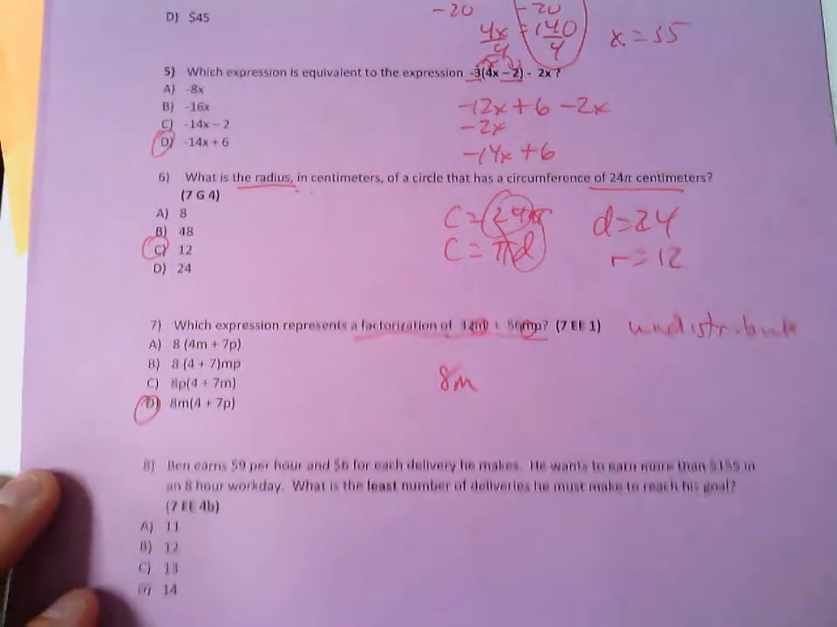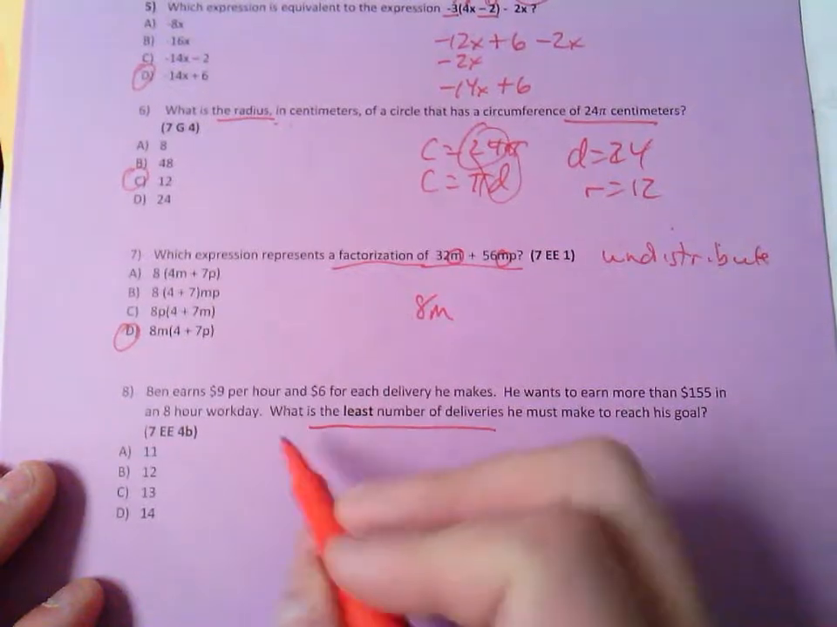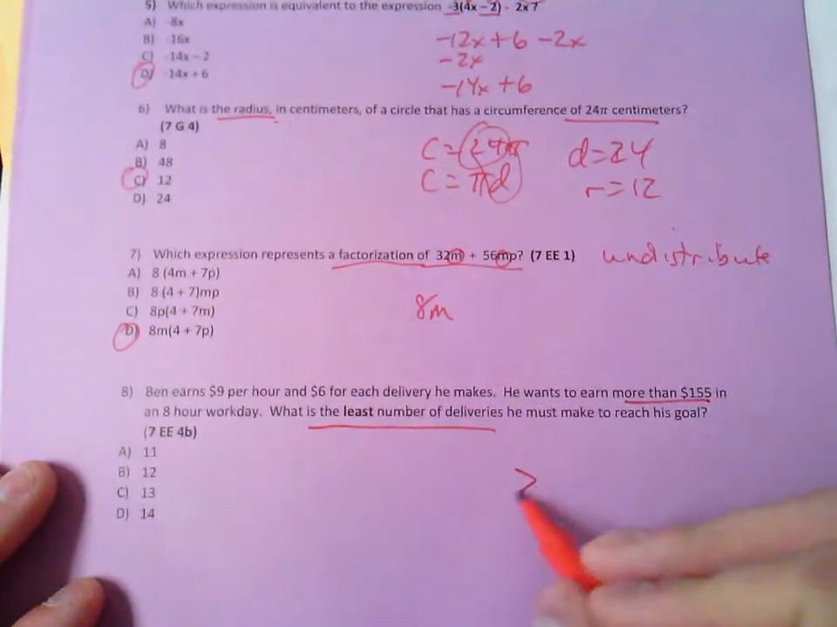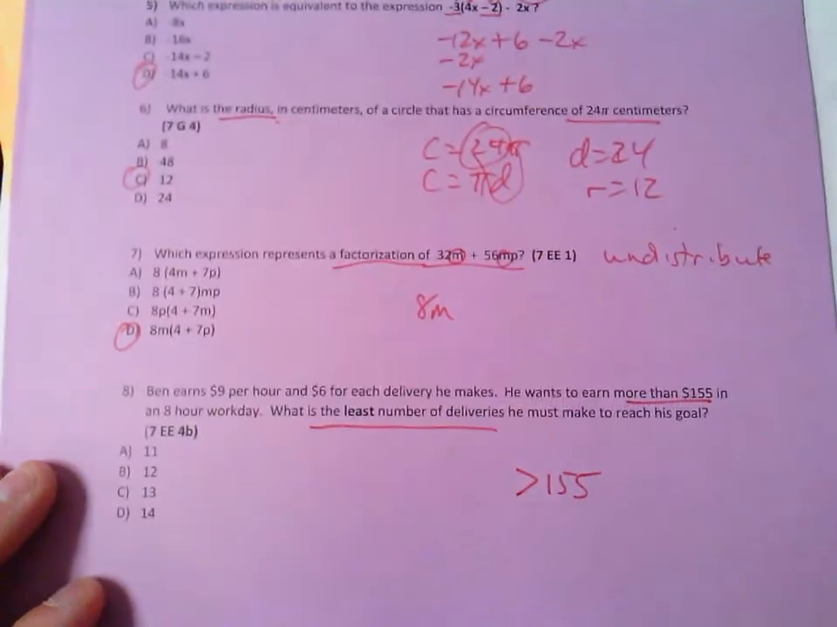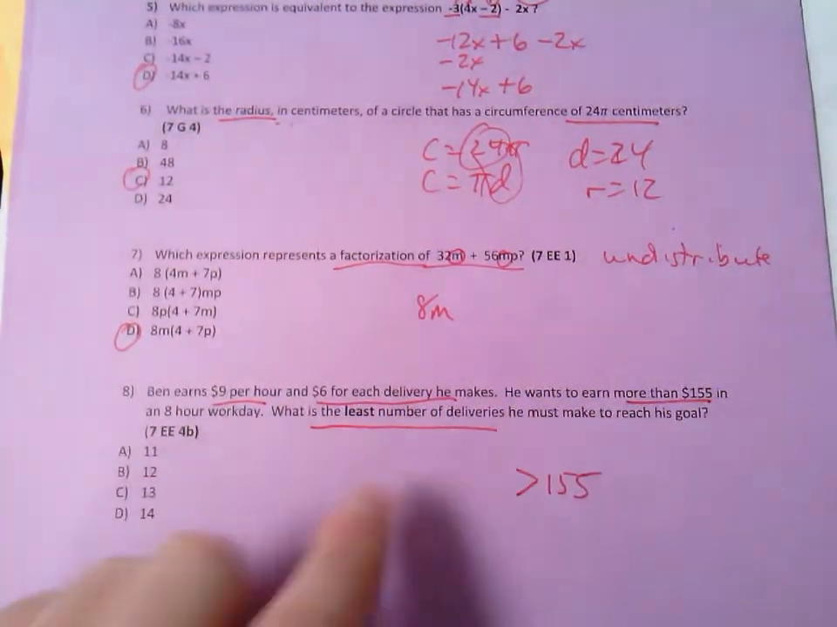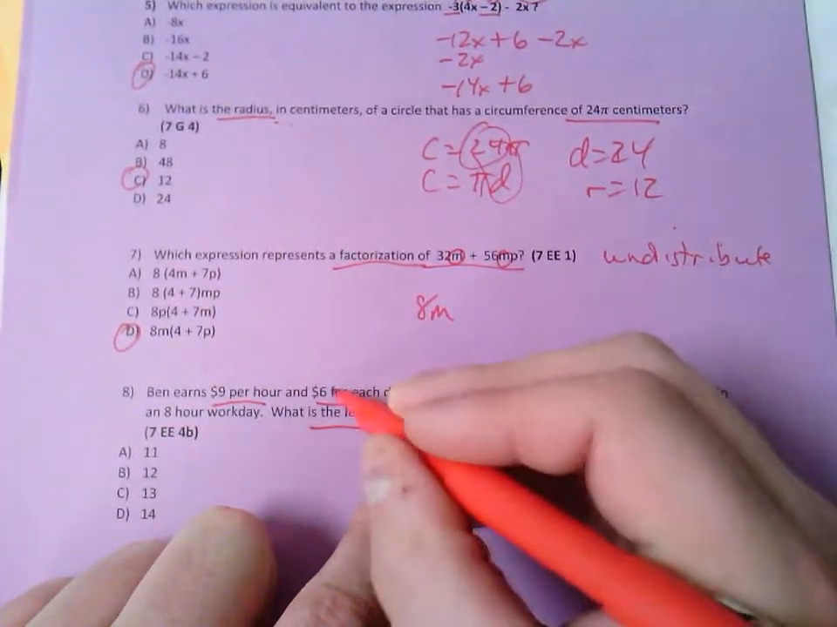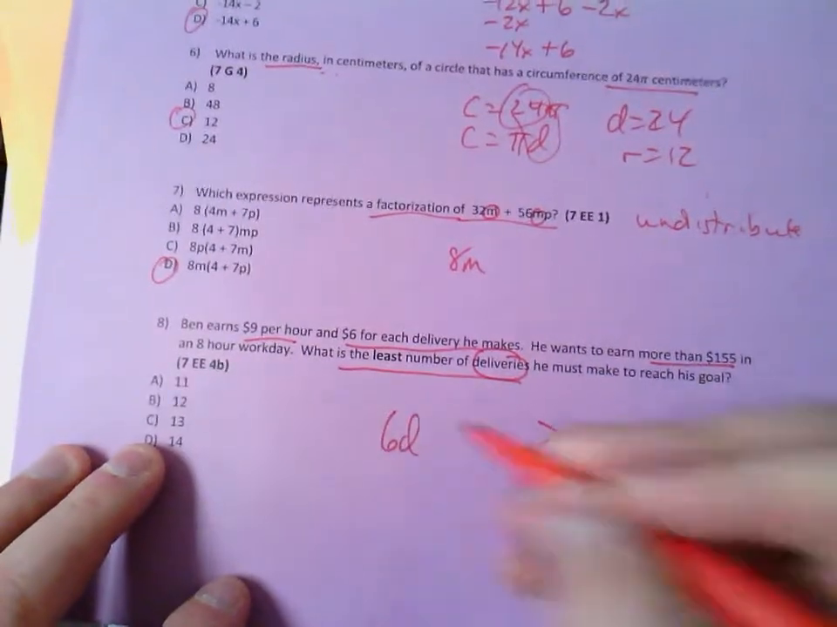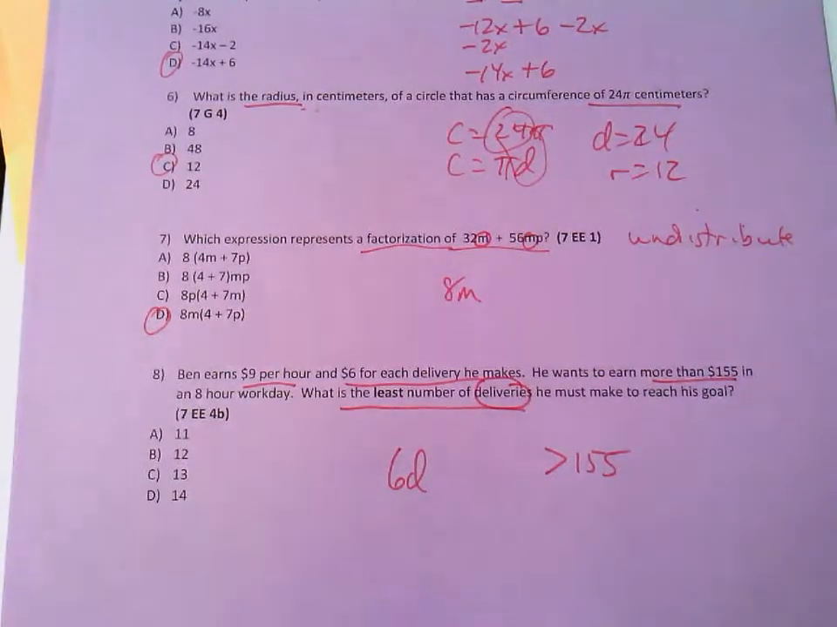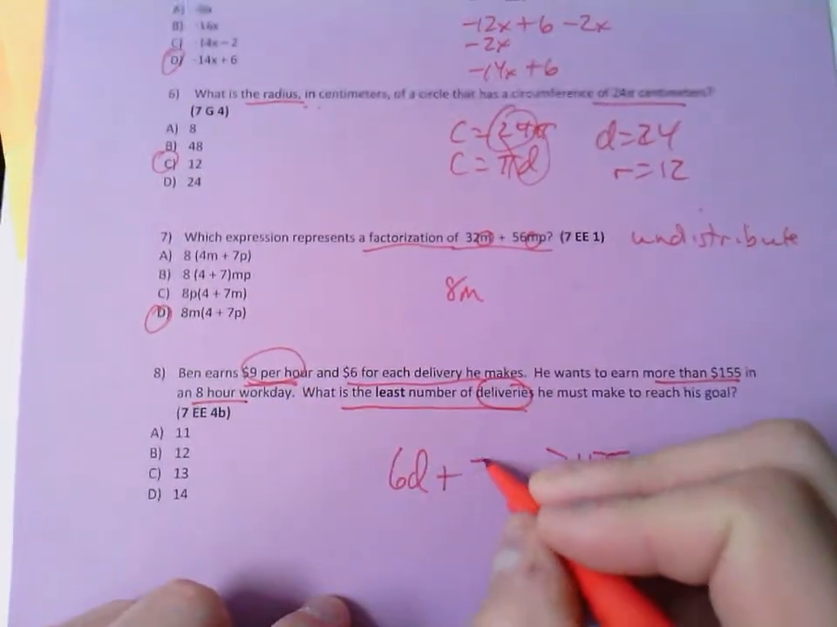All right, number 8 is a recent problem that we've done. The least number of deliveries. He wants to earn more than $155. $9 per hour, $6 for each delivery. Okay, because we're trying to find a number of deliveries, that means that the variable goes with the 6. So this will be 6d or 6x deliveries. And then it's a $9 per hour job for an 8-hour workday. So you have to multiply the 9 and the 8.